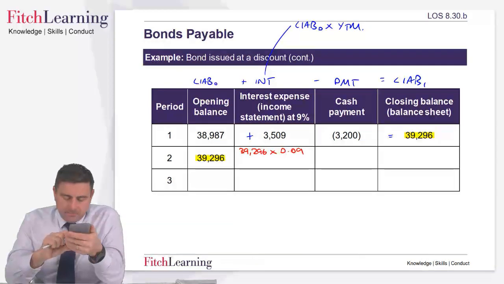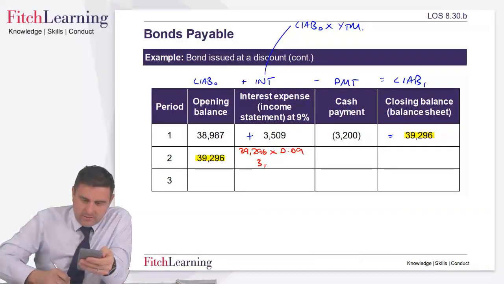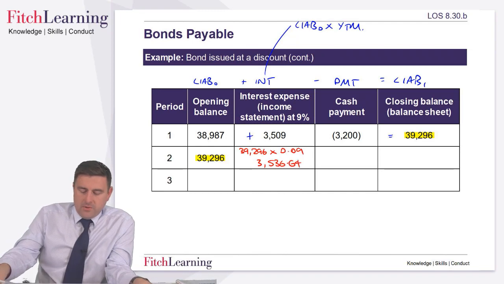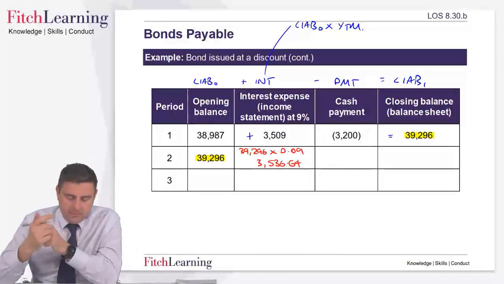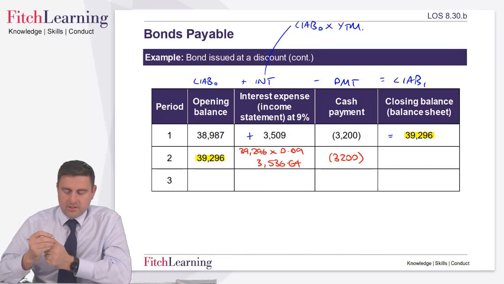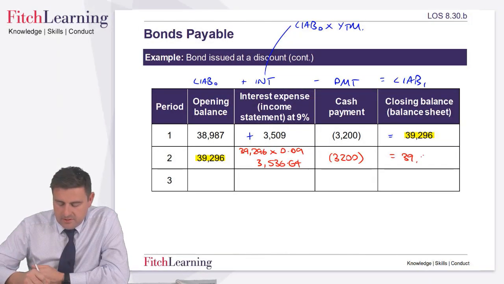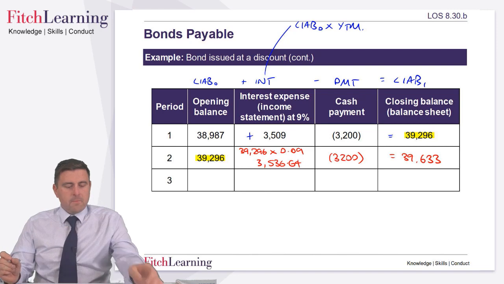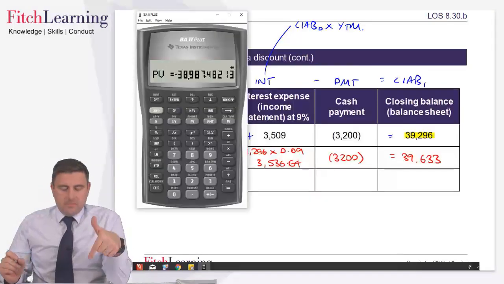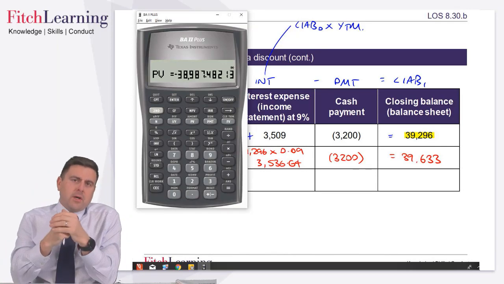So 39,296 times 0.09 gives me an interest cost, which is 3,536.64. So we can then service that through the coupon payment, which is going to be a reduction of 3,200 for the cash coupon, and therefore give me a closing liability, which is 39,633.